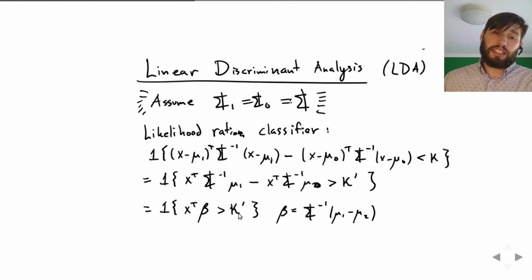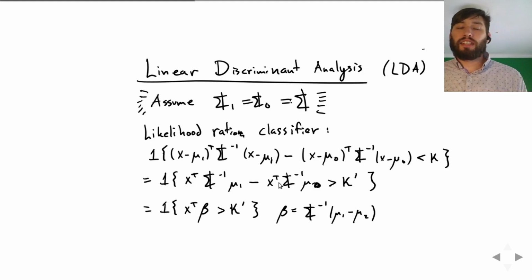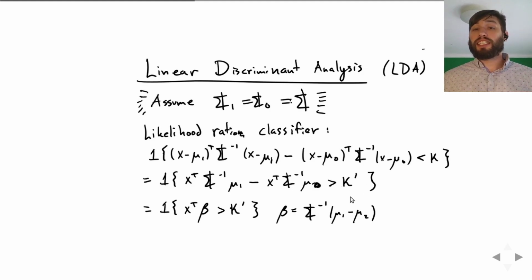And so for this indicator, we could think about tuning kappa prime, or we can think about actually setting it and finding what it should be. But either way, it's just some number based off of these parameters, which we're going to estimate anyway. And if you think about what this is, well, we can group the sigma inverse mu1 with the sigma inverse mu naught and just call the difference between these beta. And then this classifier just looks like X transpose beta exceeding some kappa prime.